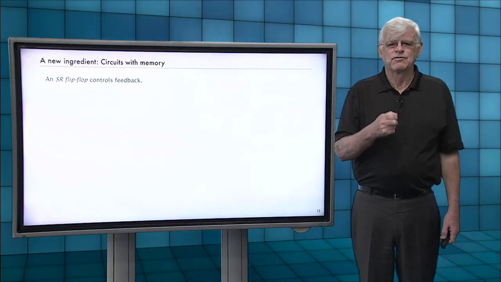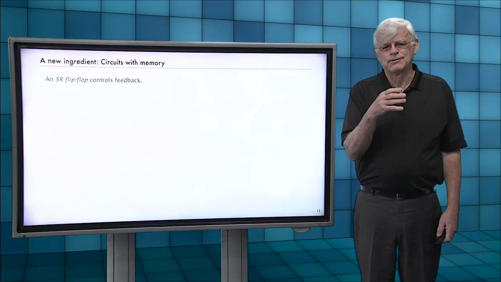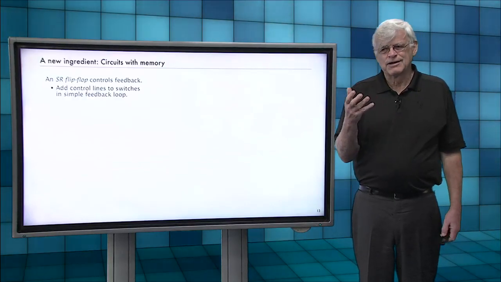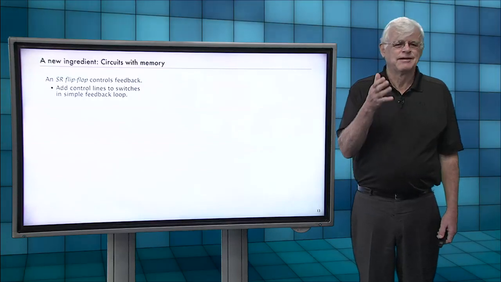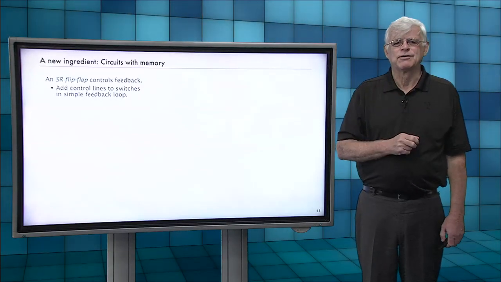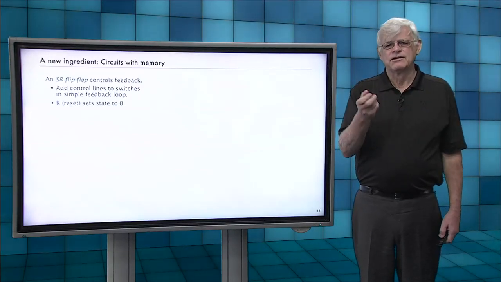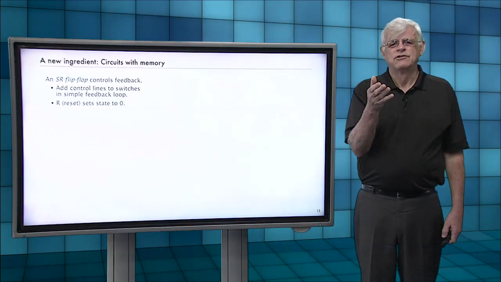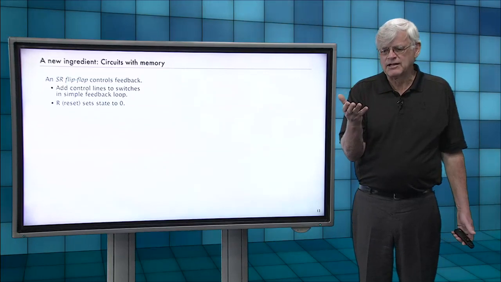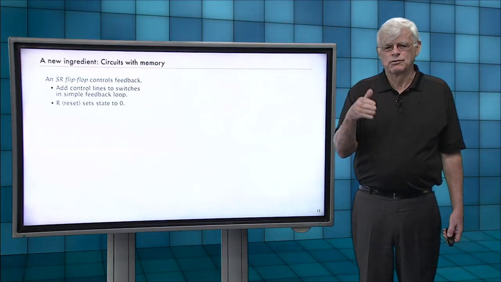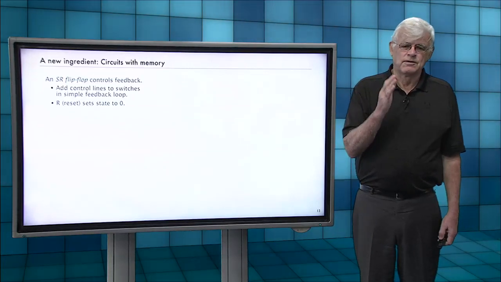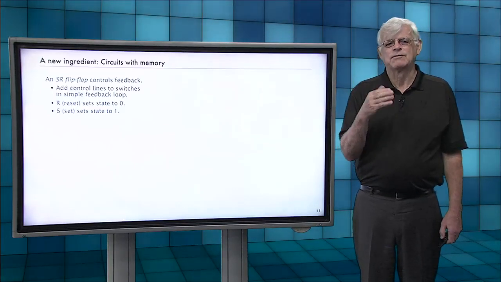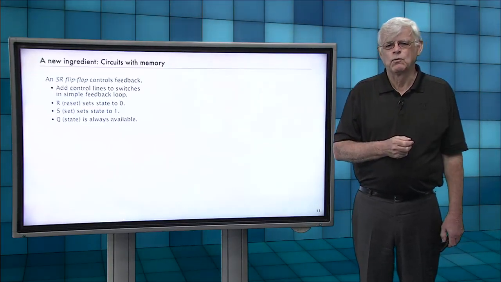And that's what a flip-flop is. And we'll use the old historical terms. There are many different types of flip-flops initially, but we're going to use what's called an SR flip-flop. And the idea is to add control lines to the switches to set the state, basically determine which switch is first. So the R line, which is called reset, sets the state to 0, and the S line, which is called set, sets the state to 1.